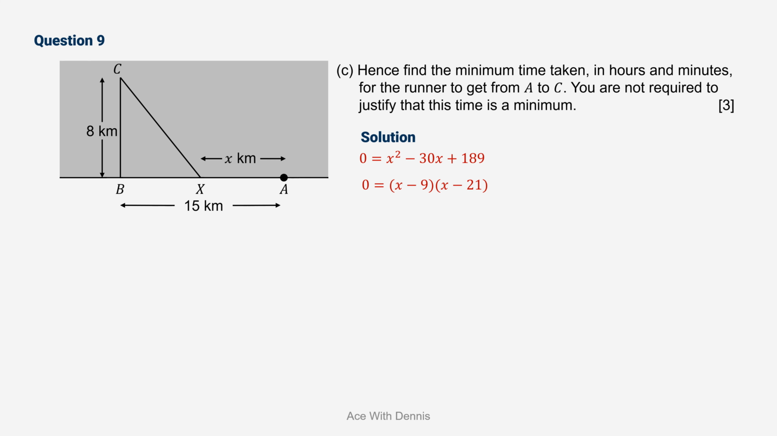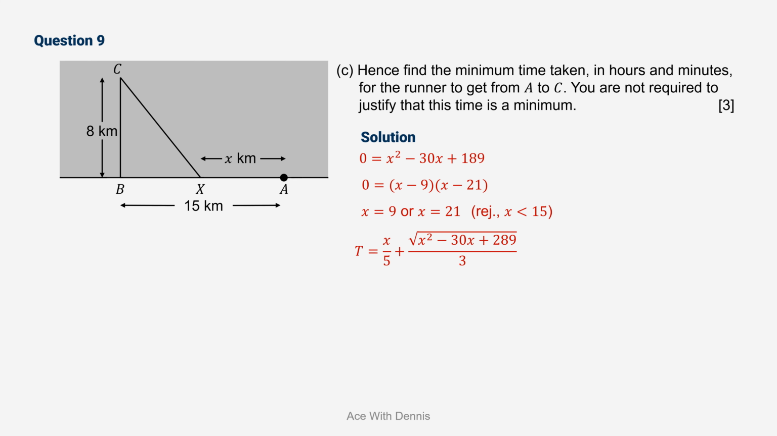So we can factorize the quadratic equation. It becomes 0 equals bracket x minus 9 times bracket x minus 21. Hence, x equals 9 or x equals 21. However, we need to reject x equals 21 because x is less than 15 based on the diagram.